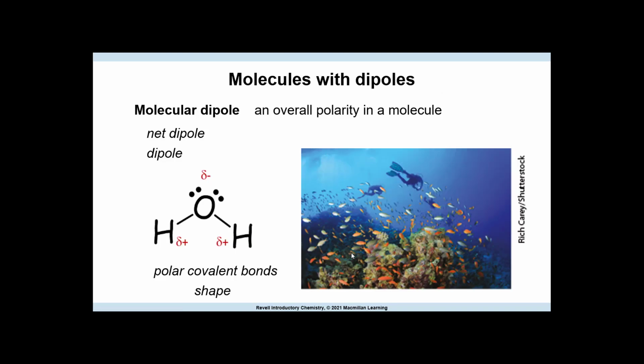Polar covalent bonds have a tremendous impact on molecules' properties. Molecules with polar covalent bonds often exhibit an overall polarity called molecular dipole, sometimes called a net dipole or simply a dipole. A molecule with a dipole has one side with a slight positive charge, while the other side has a slight negative charge. As an example, let's consider one of the most important molecules in the universe, water.